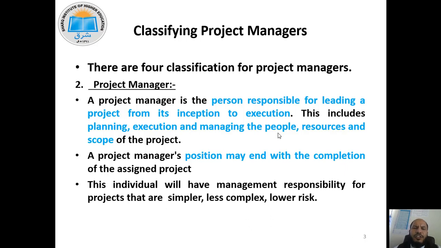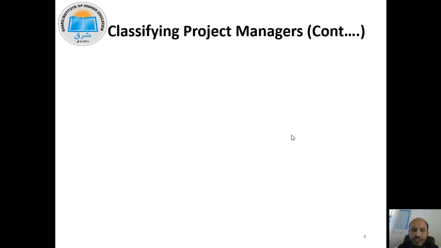This individual, the project manager, will have management responsibility for projects that are simpler, less complex, and of lower risk. In short, he is the person who is responsible from the initiation to the closing of a project, and he will manage the resources, people, budget, and the schedule of the project. His position will end with the completion of the project, and he is responsible for completing specific activities that are less complex, lower risk, and simpler.